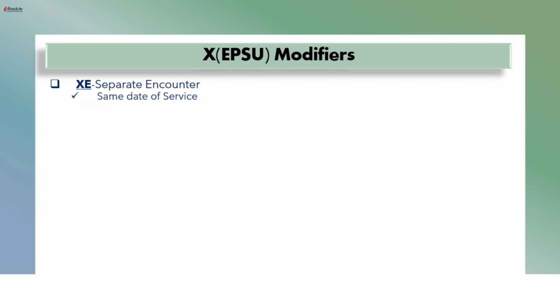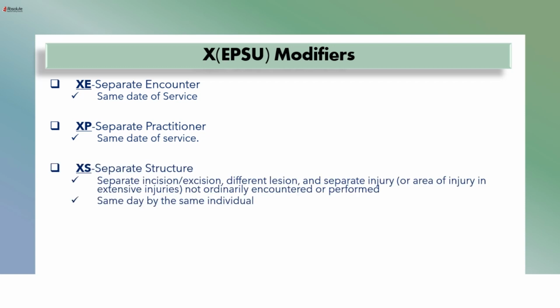Now, the X modifiers are XE, which indicates a separate encounter on the same date of service. So if a patient had two different encounters on the same date of service, maybe they had one in the morning and one in the evening, that would justify the use of an XE modifier to indicate a separate encounter took place on the same date of service. Now you have the XP modifier, and this is for a separate practitioner on the same date of service. So when a patient is seen by the separate practitioner on the same date of service, that XP modifier could be used. And then you have the XS modifier.